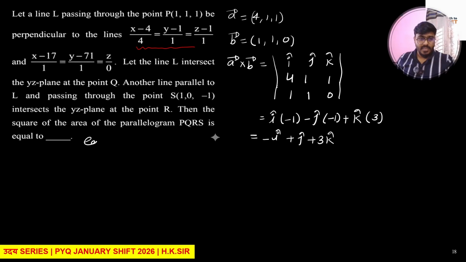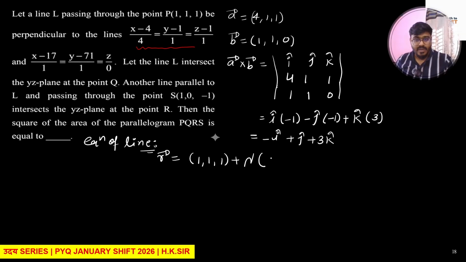So equation of line, I am writing in vector form. Okay, so r vector equal to a vector plus lambda times b vector. This is the equation of line now. So how to write? Position vector of point is (1, 1, 1) plus lambda times direction vector, this. So I am not writing i j k. Okay, so this one only.